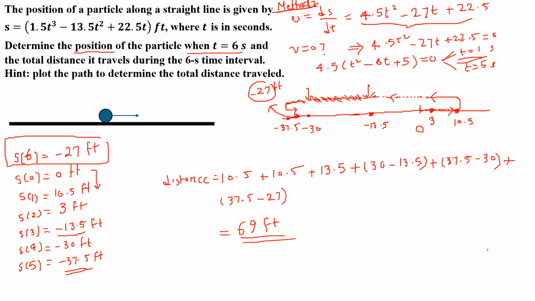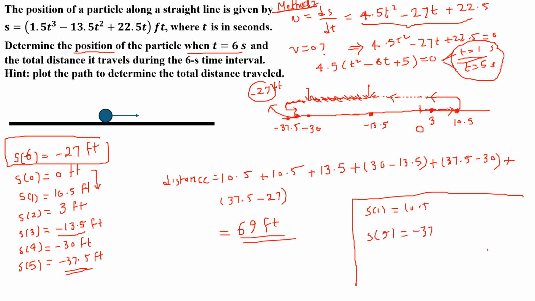minus 27. So now, at these times, right, I can simply minimize my work and go back again to the position function here and substitute these times. So at x1, we have found 10.5, and at x5, we have found negative 37.5, and we have already x at 6, right? Negative 27, and from here also we can conclude the same answer. We can just sum the distances, right?